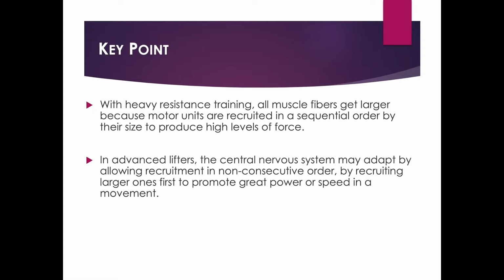It says with heavy resistance training, all muscle fibers get larger because motor units are recruited in a sequential order by their size to produce high levels of force. It says in advanced lifters, the central nervous system may adapt by allowing recruitment in non-consecutive order, by recruiting larger ones first to promote greater power or speed in the movement. There's no strong evidence for that second point, but it's something I tend to agree with, that as we become more trained, the stronger we become, the more developed we become.